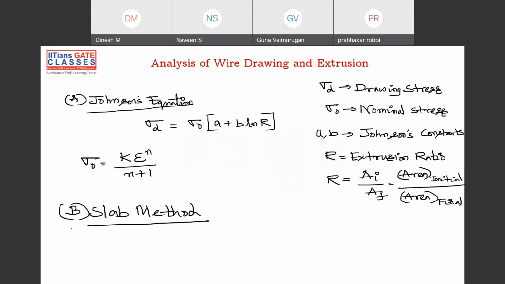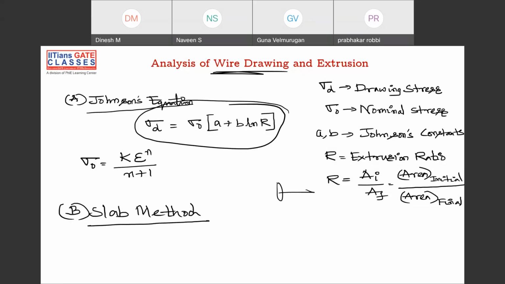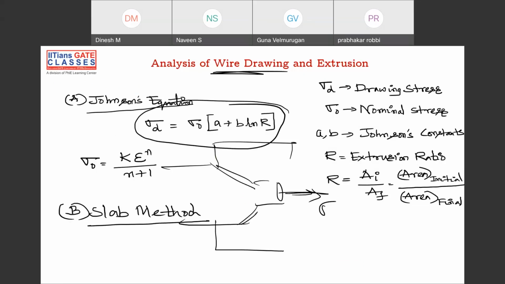And the analysis, I think they won't ask in the exam, but anyway we have to know the basics. This is the drawing stress for analysis of wire drawing. Drawing is nothing but, as I told you clearly, pulling from the exit. This is your die for the drawing. Drawing stress is given by mean flow stress times A plus B ln R. What are A and B? Some Johnson's constants.